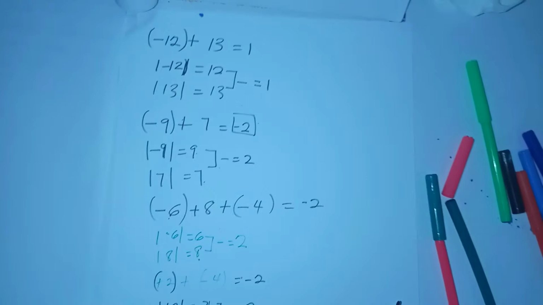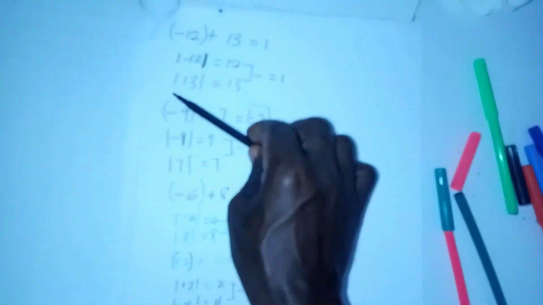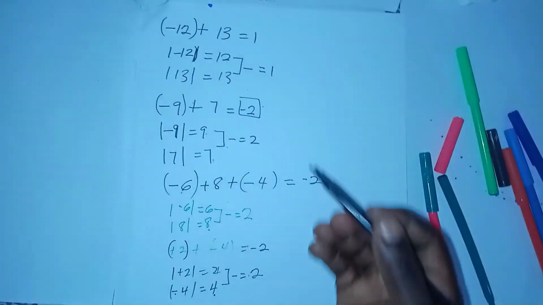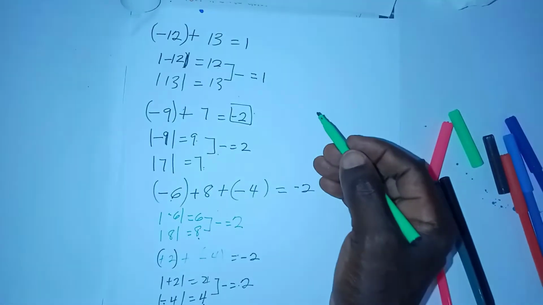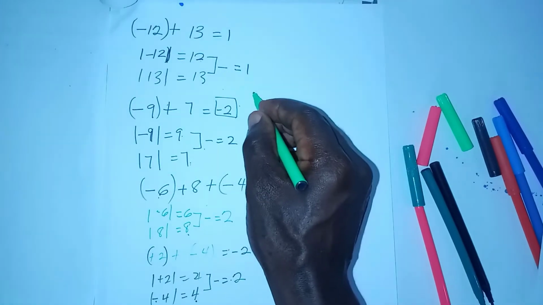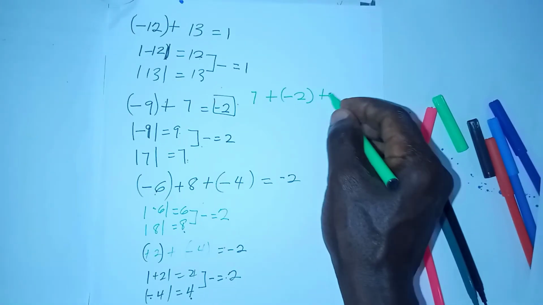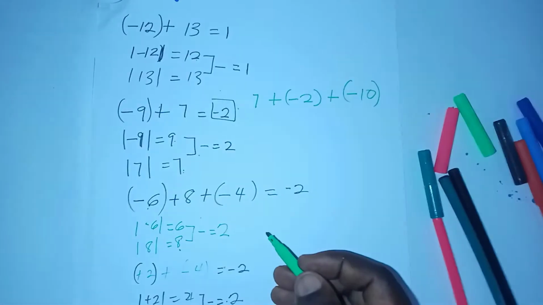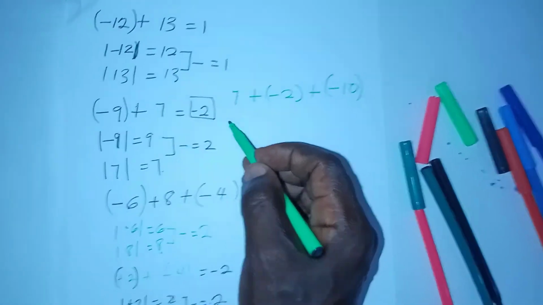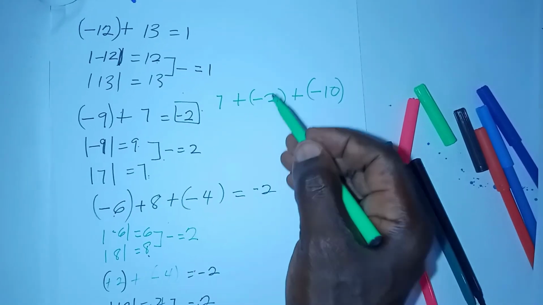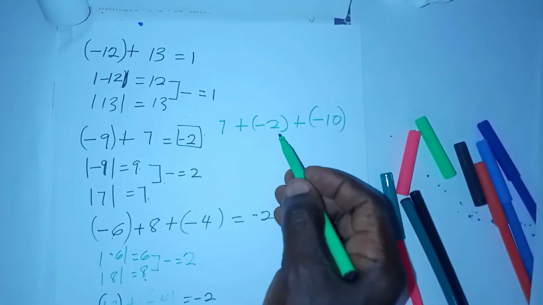I believe by now we can add integers without necessarily showing the absolute value calculation. If I'm asked, I can still do it without showing the absolute value. Since now I understand, let's say I have 7 plus negative 2 plus negative 10. If I'm asked to add this, straightforward, I know the absolute value of 7 is 7. The absolute value of negative 2 will still give me 2. That of negative 10 will still give me what? 10.